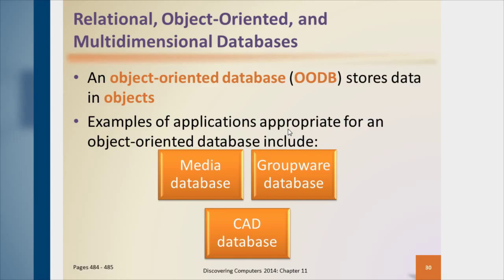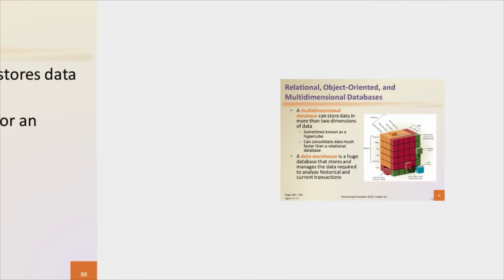Another type of database is known as an object-oriented database, and this stores data about objects. This is great when we're talking about media, images, photos, videos, or songs. Object-oriented databases are great for that because they allow us to store information about objects in a very efficient way. So it's good for other types of data as well, CAD drawings, for example.